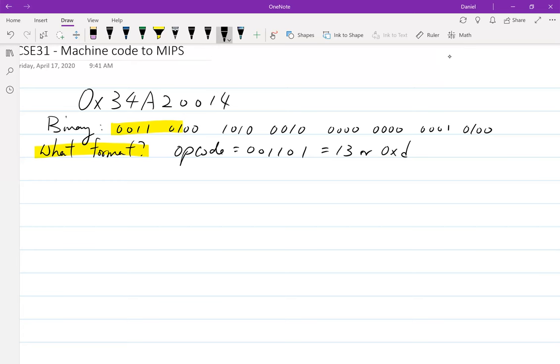So what format is it? If you look at the MIPS sheet, it tells you that this is I format. If it is I format, how do we break up the machine code? I'll have the opcode, and then how many fields? 4 fields. So I have opcode 6 bits, RS 5 bits, RT 5 bits, and then the immediate, 16 bits. Now from here, we list out all the information. I have opcode already, and opcode equals 13 or D. What does that correspond to?